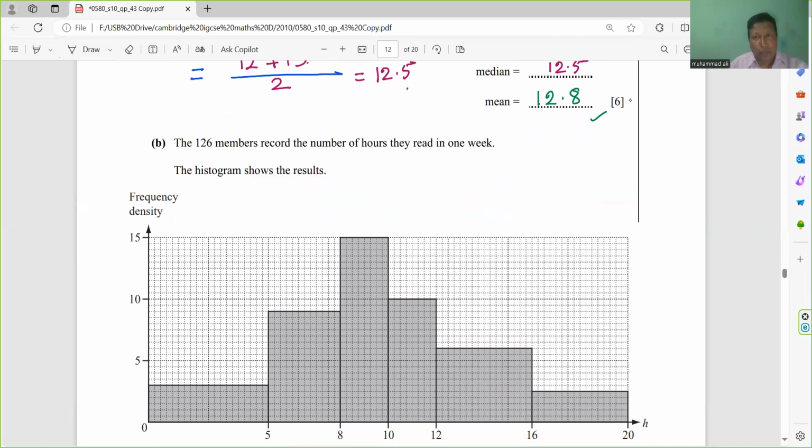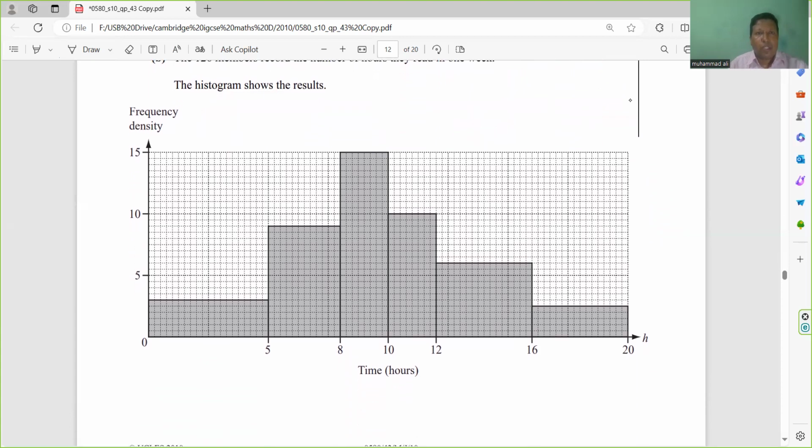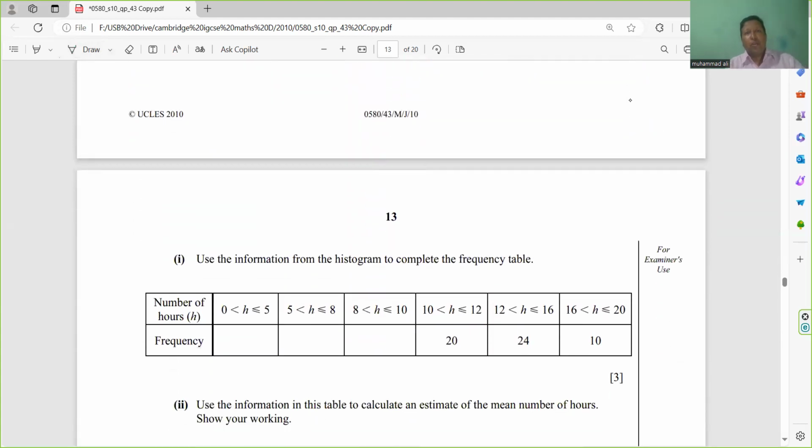Now the next maths, number B. The 126 members record the number of hours they read in 1 week. The histogram shows the results. Frequency density, that means frequency density vertically shows the frequency density, and here the class width. So what will we find? Use the information from the histogram to complete the frequency table.